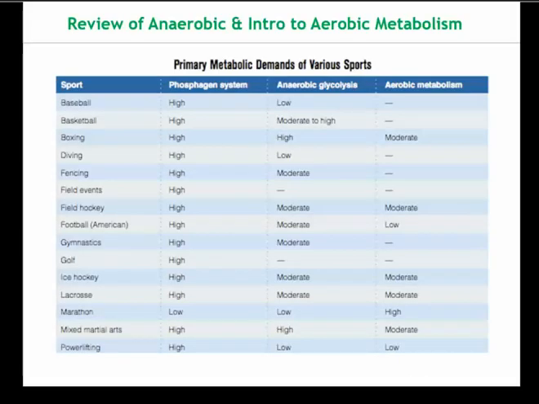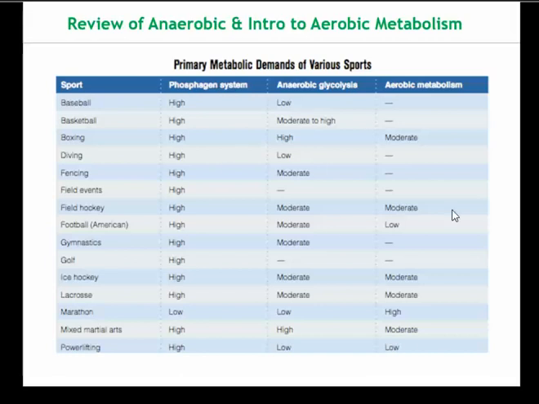So let's start with looking at the primary metabolic demands of various sports. This chart and the chart that we'll see on the next slide will be really helpful, and I know this is a long ways away, but your extra credit assignment, it's at the very end of the semester, and it's going to be about you choosing a sport, and you're writing about that sport. And there's one question on there about the different energy systems used in that sport.